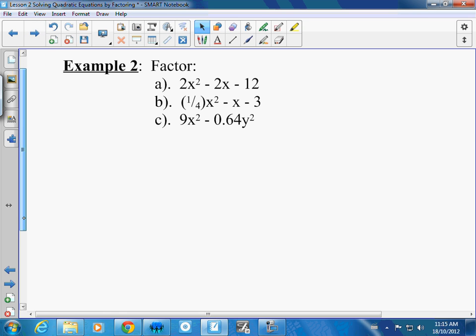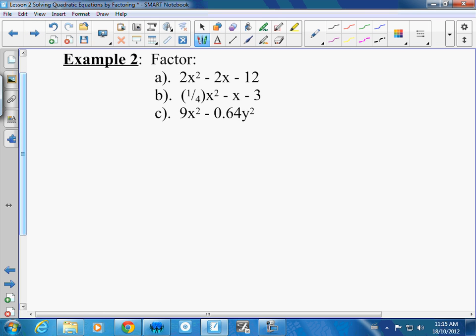Okay, here we go. So let's do the first one. So 2x squared minus 2x minus 12. There it is. What are we going to make it equal to? 0. Just make it equal to 0, because that's what we're going to solve for. Okay, how do we factor this?